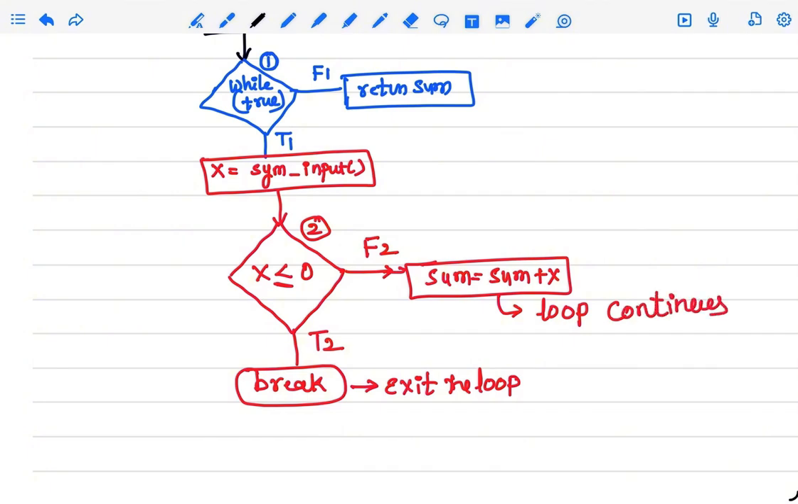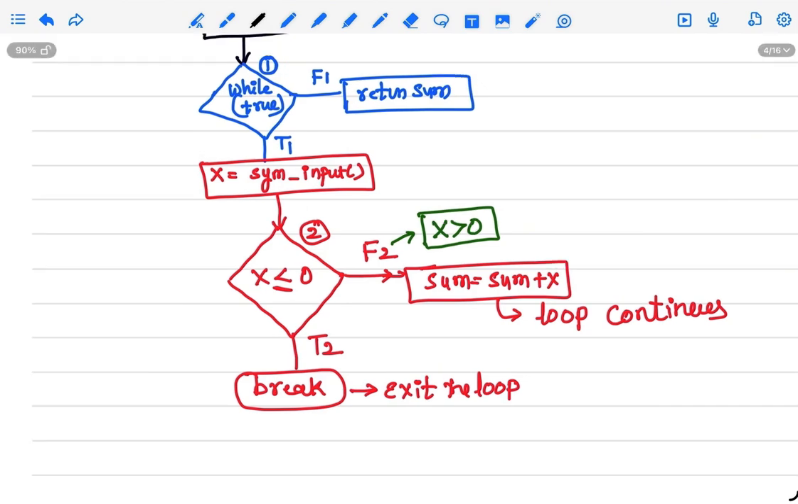Friends, if you understand the program, it is very easy. So the loop continues. X less than or equal to 0 is true. If false, it means x greater than 0, right? False means x greater than 0.